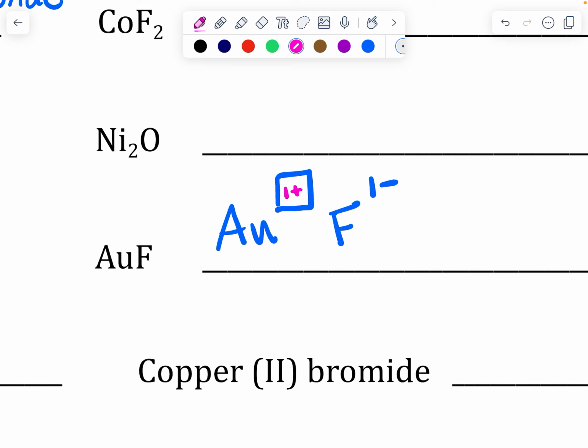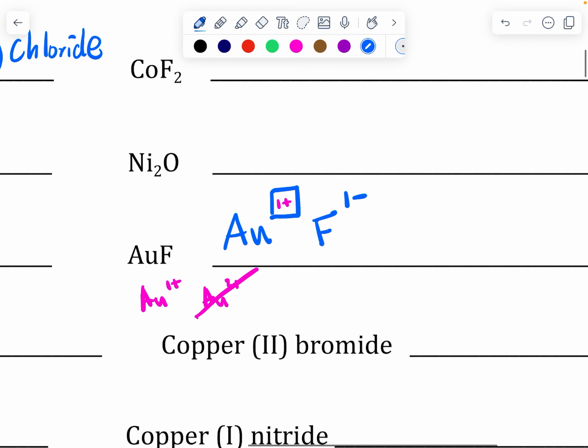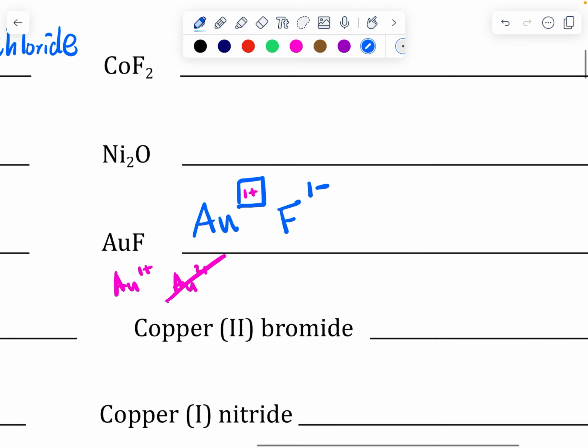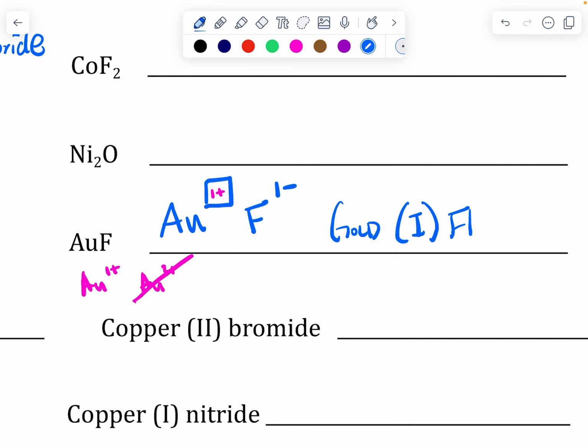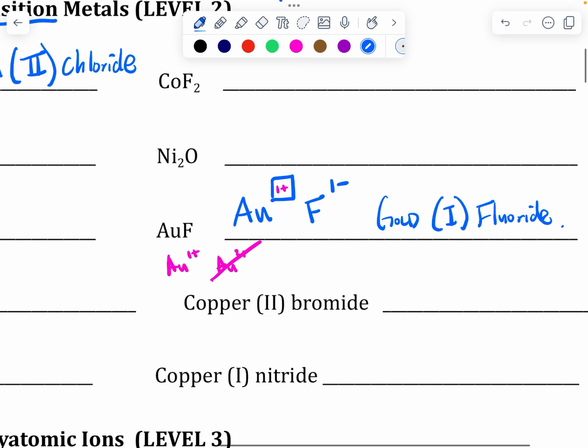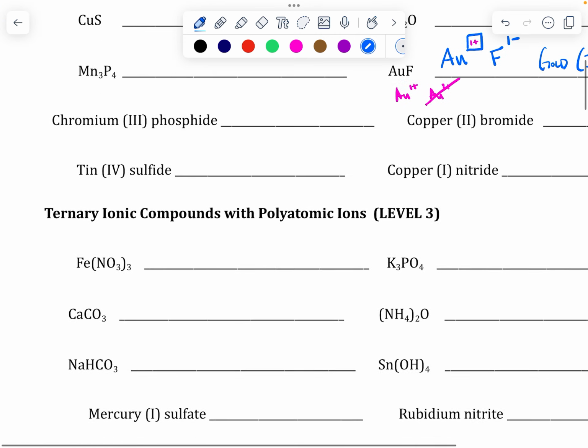Does that make sense? So which type of gold is this? Is it gold 1 plus or is it gold 3 plus? Well, we just answered it. It's gold 1 plus. Therefore, its common name is going to be gold, and what's the charge? 1. And fluorine? No, it's fluoride. That you have to change. Okay? All right, now moving on forward.